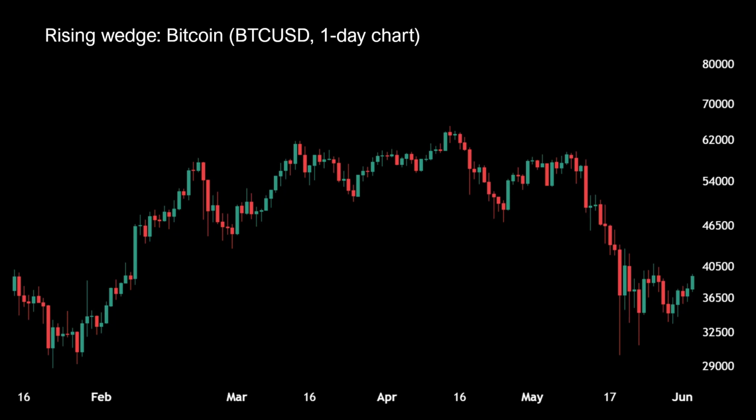Let's now look at a rising wedge. Here we're looking at the Bitcoin one-day chart again, and in this case, a rising wedge would have alerted us to start selling Bitcoin near the top of early 2021.